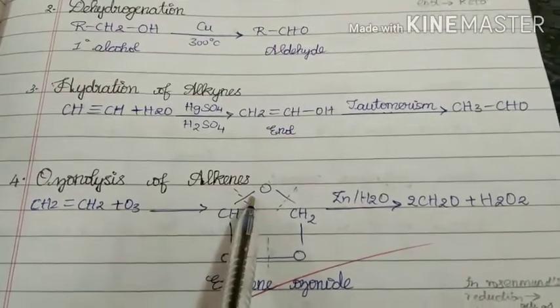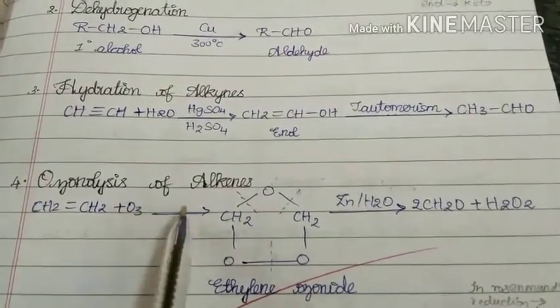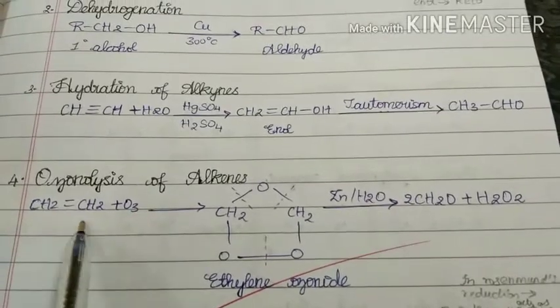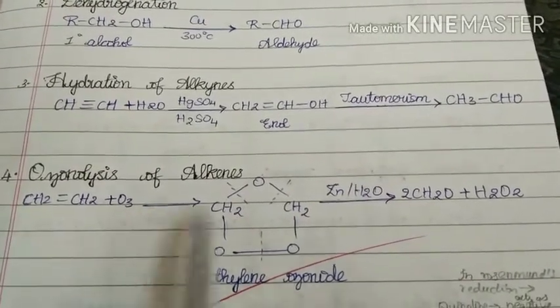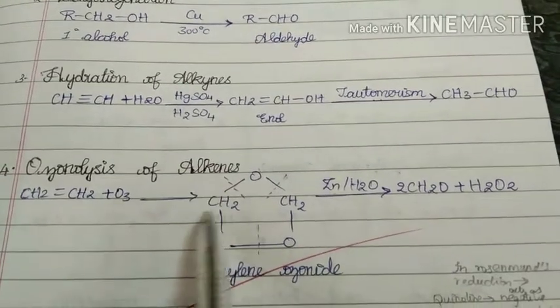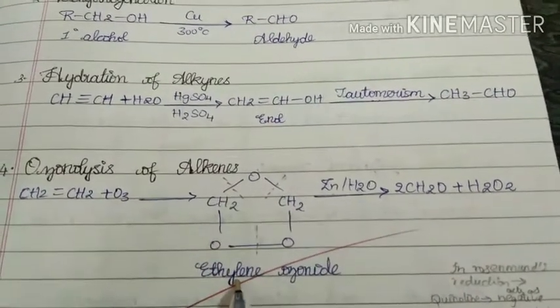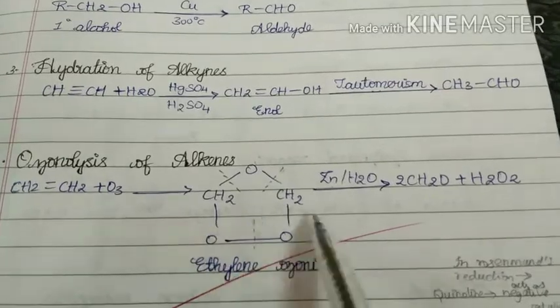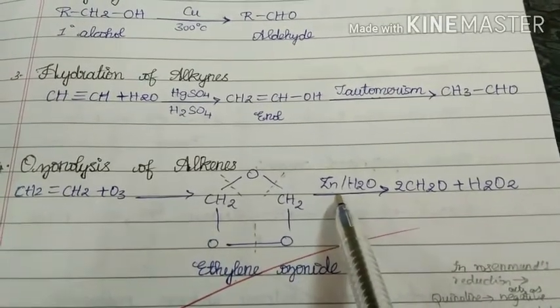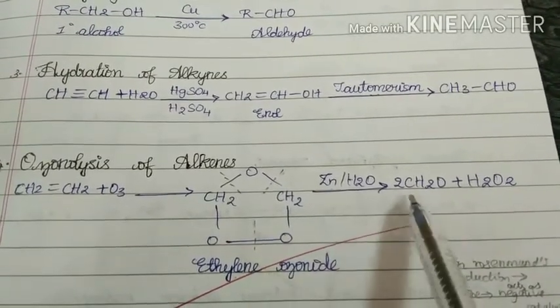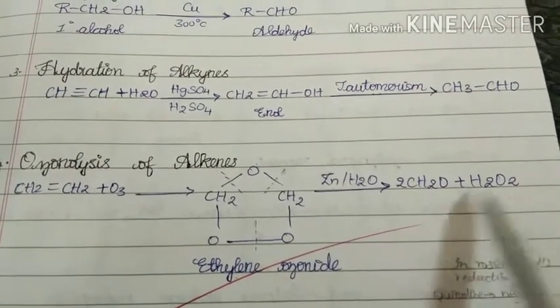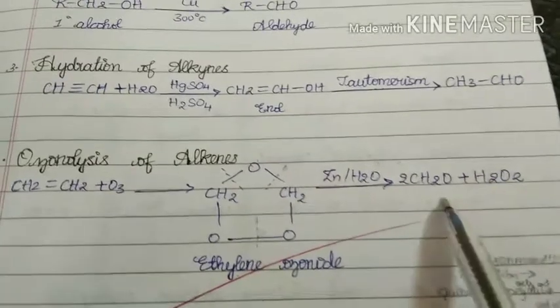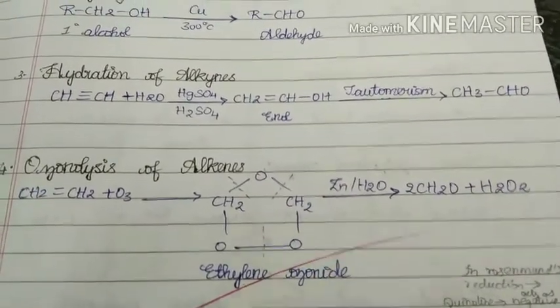Next, ozonolysis of alkenes. This also we have got in class 11. When we take ethylene and it reacts with ozone, then ethylene ozonide is formed. This is unstable. When this compound is treated with zinc in the presence of H2O, then we get two formaldehyde molecules along with H2O2. We discussed this reaction already.